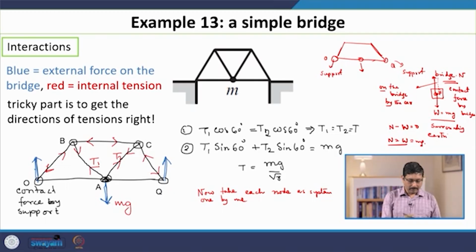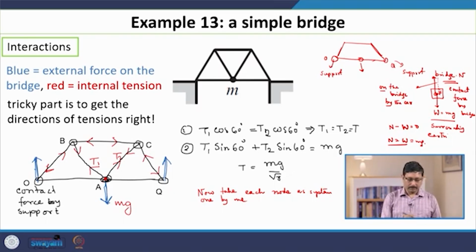Here I am starting on this particular node. Now, in this type of frame Truss problem, what is tricky is to get the direction of the internal force tensions right, which means at a given node whether the force along the beam is directed away from the node or towards the node. In our language defined earlier, whether this is a tension force or a compression force.